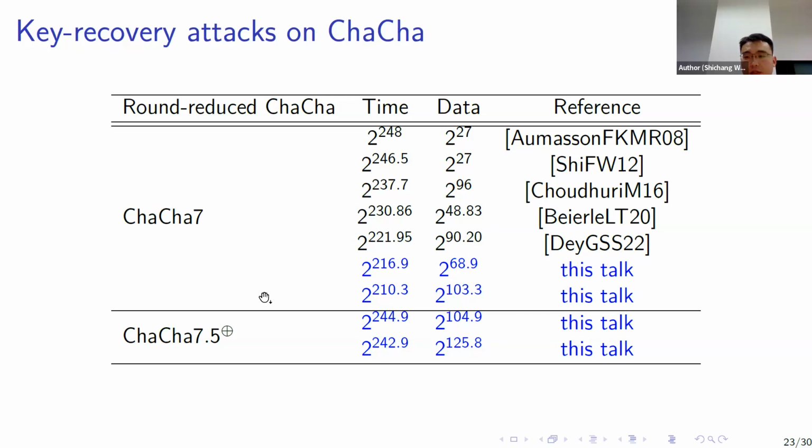Towards the closing analysis of 8 rounds of ChaCha, we present 2 attacks against 7.5 rounds plus, which is defined as a version of 7.5 rounds of ChaCha without the last XOR and rotation. One of our attacks is launched with a time complexity of 2 to the power 242.9.